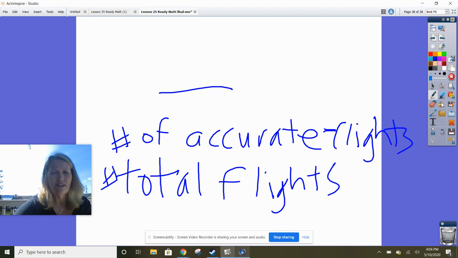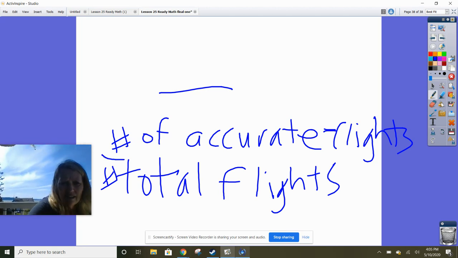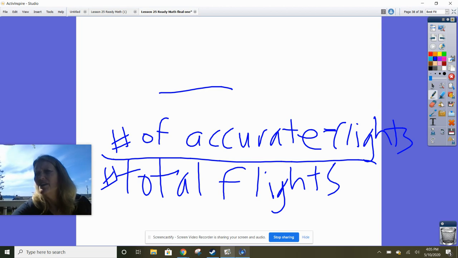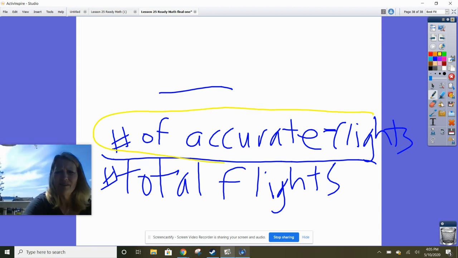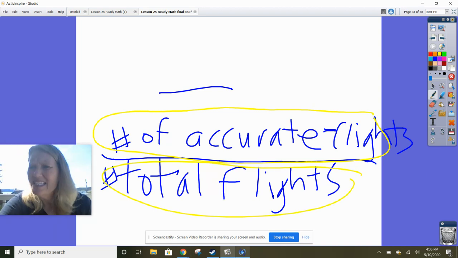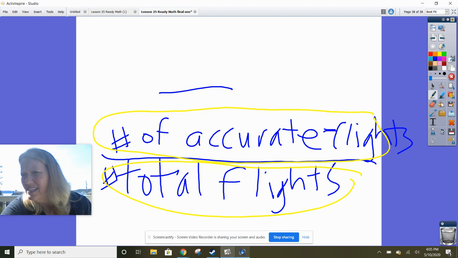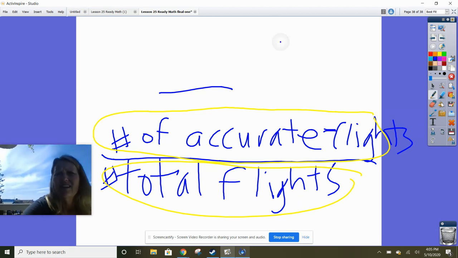So that's your numbers, and then you're going to put that as a fraction. Literally, that is the fraction. You're going to take the number of accurate flights divided by the total flights. It's easiest if you're going to do this in your head to just do 10 flights, because then that gives you your 10%. I mean, it's an easy out of 100%.